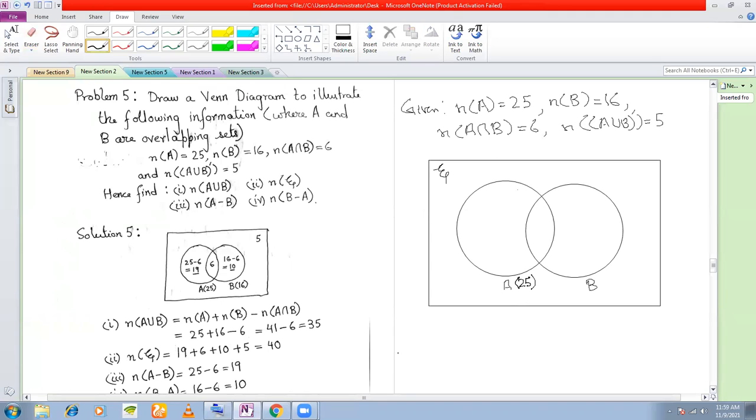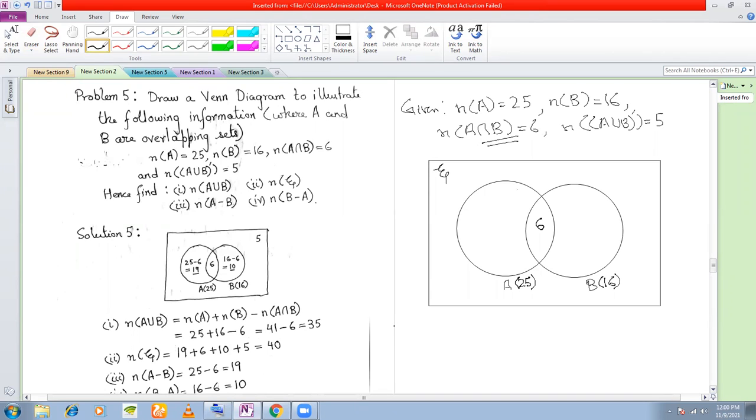The cardinality of B is given to be 16, so you'll write 16 here in brackets. Next, you must look at the cardinality of the common part, that is, the cardinality of A intersection B. You see that it is given to be 6. So this is your 6.